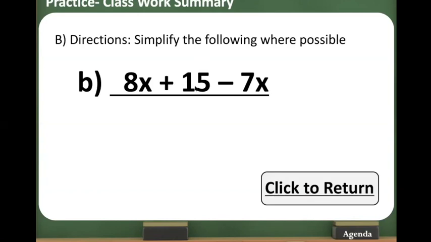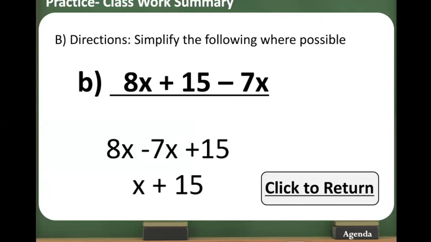You ready? Okay, I see many of you are plugging in your answers. Very good, excellent. When we collect our like terms, remember, we take the sign in front of it, so we have minus 7x. So it will be 8x minus 7x, and it's plus 15, so we put in plus 15. So our answer would be 8x plus 15. Very good. Good job, guys. Keep it up.